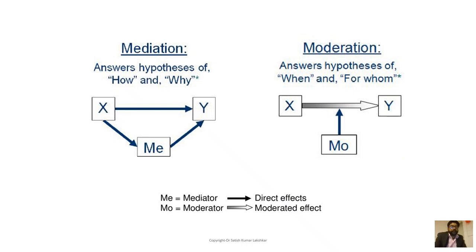Now again, one more example is mentioned on your screen, which discusses mediation and moderation. There are two variables x and y. They are connected by a variable me, which is the mediator. Now in the second image on the right side, you can see x is the independent variable and y is the dependent variable. Their relationship is being tested or affected by mo. Mo is the moderating variable.